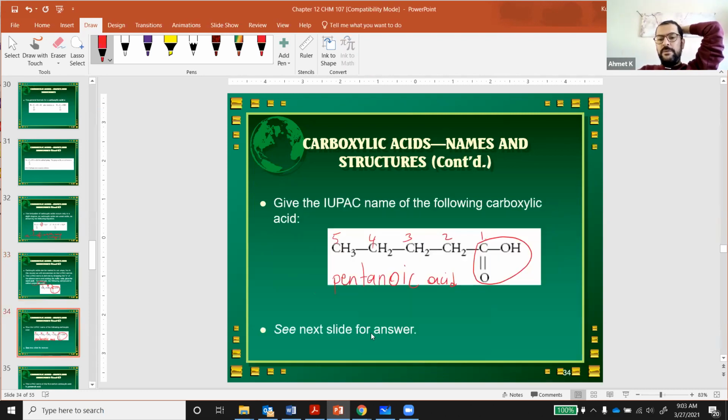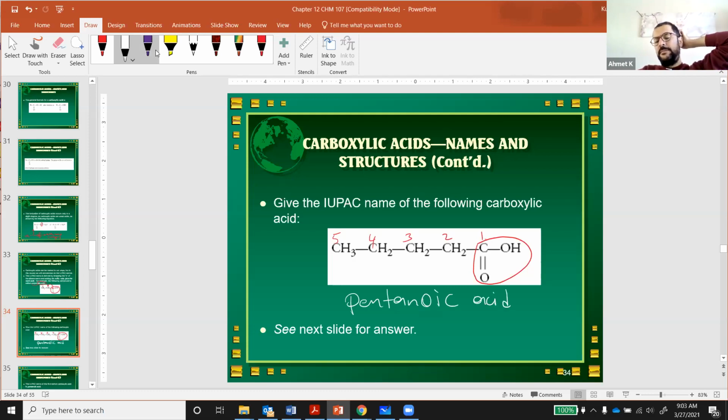Okay, and now if I want to give you this one, I already gave you the name, but same thing: we're just going to count the carbons, 1, 2, 3, 4, 5. So the 5 carbon is pentane. Now I'm going to drop the E and add oic, and then give the acid: pentanoic acid. Make sense? Okay. Anyone? Any question?